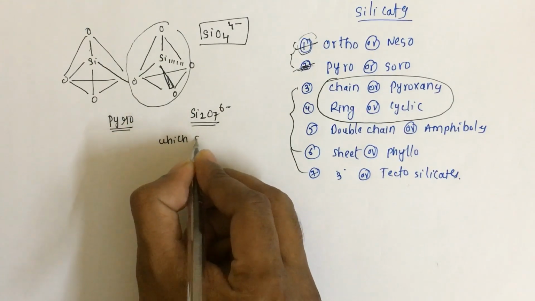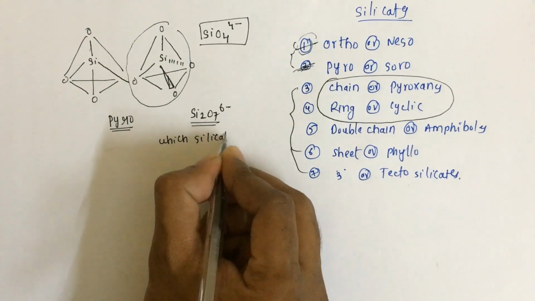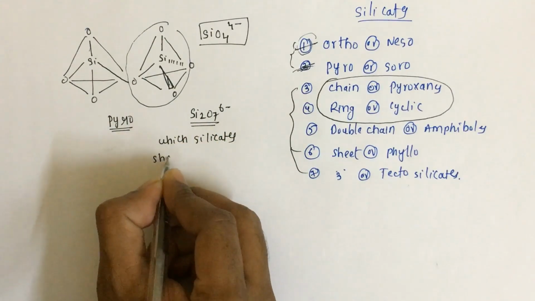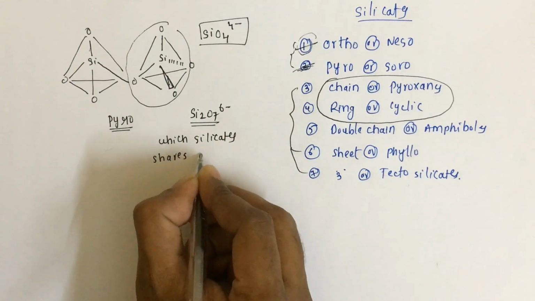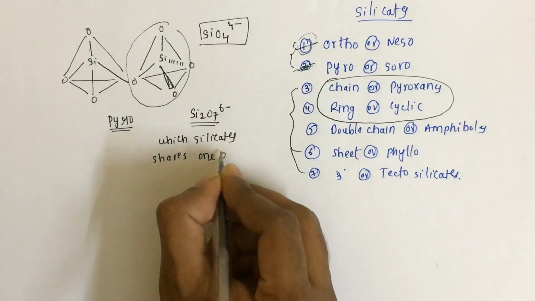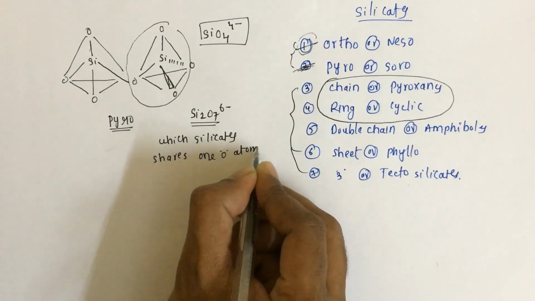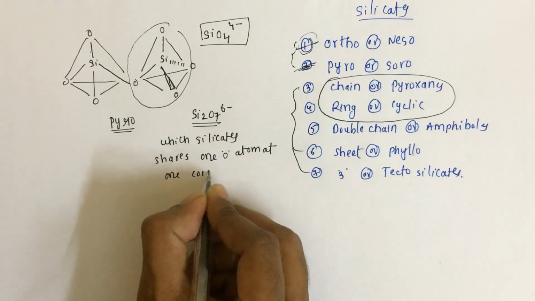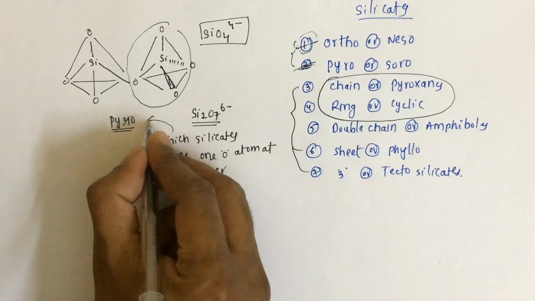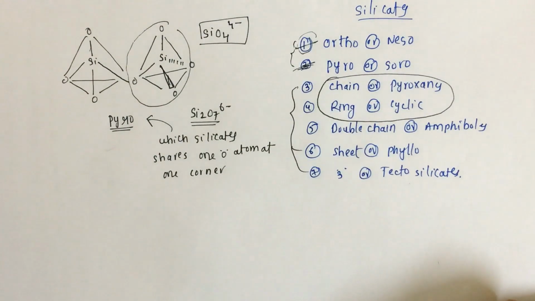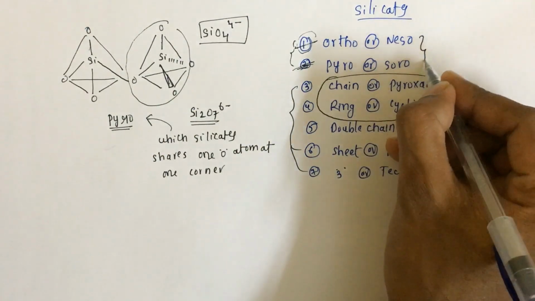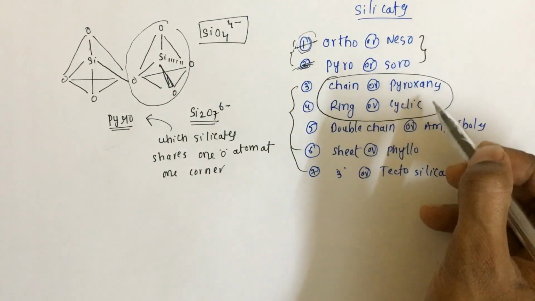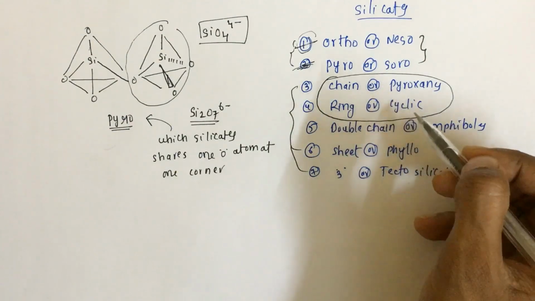From the examination point of view, there may be a question: which of the following silicates shares one oxygen atom at one corner? The answer will be the pyrosilicates. These two are very easy to remember, and for the other two, there will be a lot of confusion between the ring silicate and chain silicate.